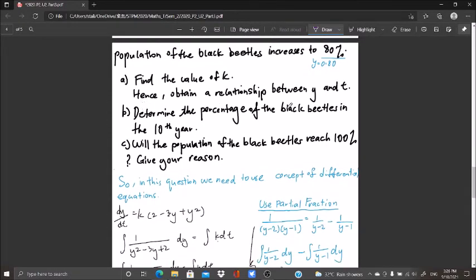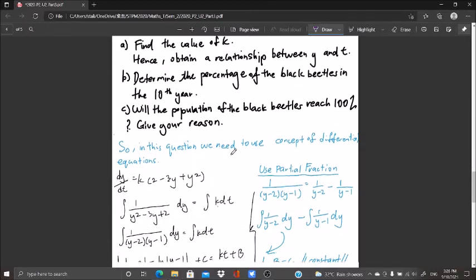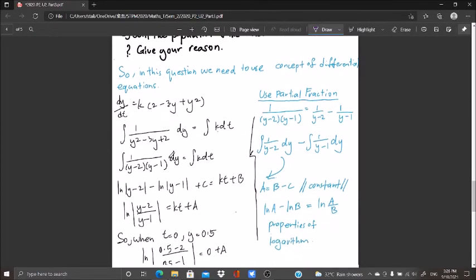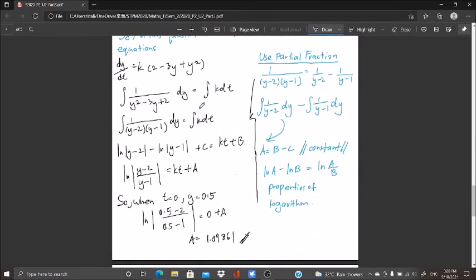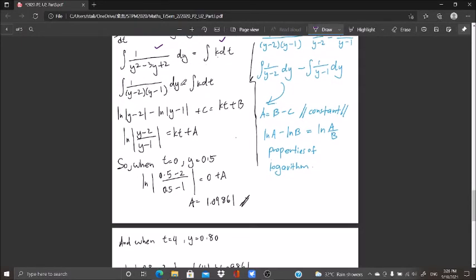Determine the percentage of the black beetles in year number 10. Will the population of black beetles reach 100%? Give your reason. So this is the mathematical reasoning, where they need to examine whether you really understand the questions. So we apply differential equations. We put all y on our left hand side, all t at our right hand side. Since there's no t, we leave k there. So integrate both sides in terms of dy and in terms of dt.